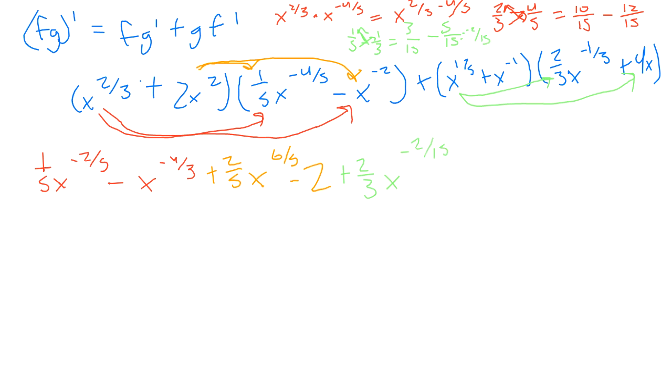Actually, let me fix this one right over here. There we go. That one got a little messed up. There we go, we have that fixed now. All right, actually, let me make it worse. There we go. Negative 2/15. All right, that's fixed now.